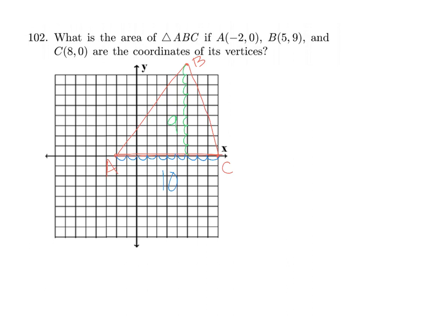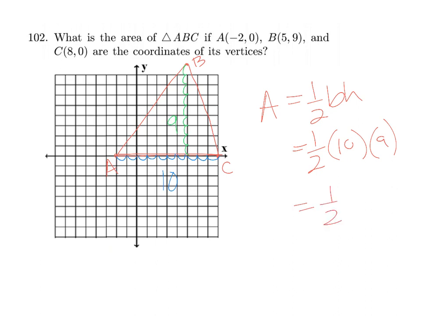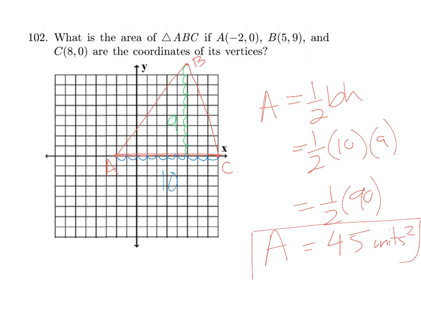9 units long. All right, area of a triangle is half the base times the height. So the base is 10. The height is 9. So I have half of 90. Could do it that way, which is 45. So the area of the triangle is 45 square units. Done.